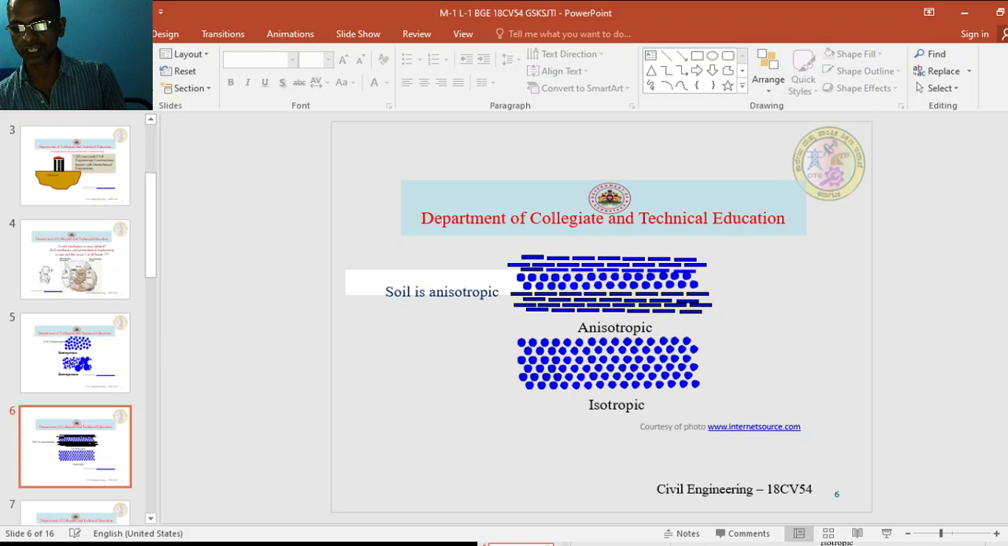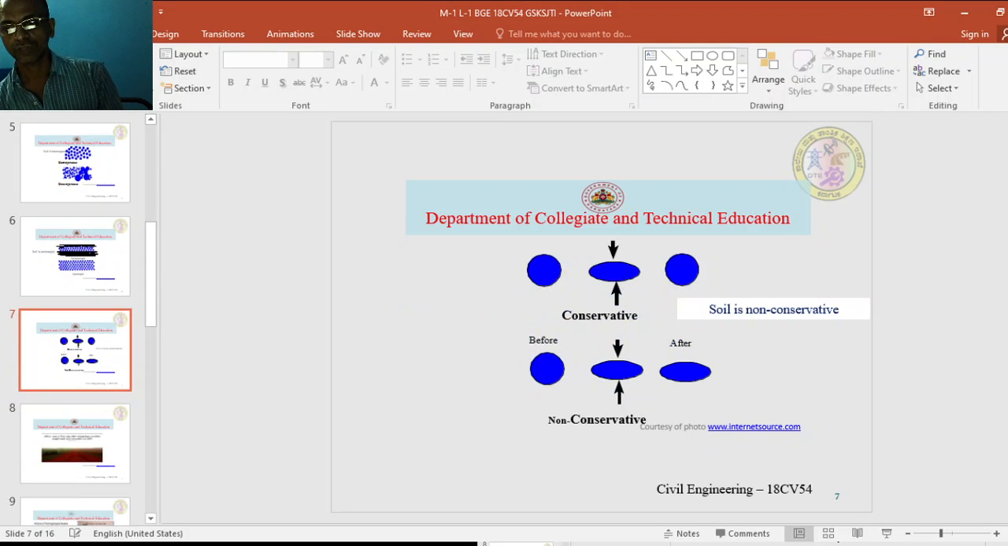Now, if you take a lump of soil and compress it, does it come back to its original volume? No, it will not come back to its original volume, nor will it remain at the compressed volume, it will come back to a certain volume. Therefore soil is non-conservative and semi-elastic in nature.